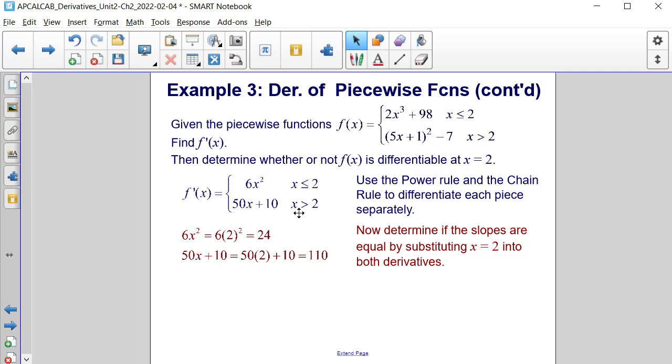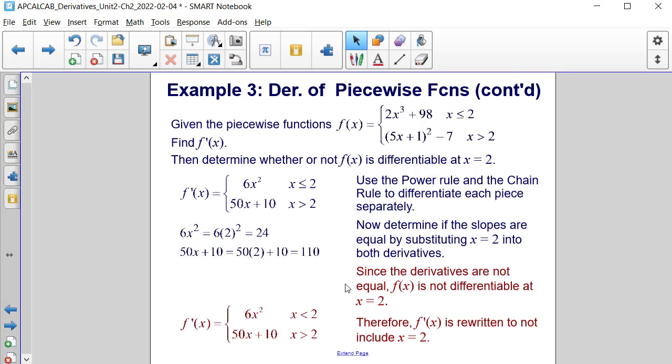Now that we have the derivative, we can determine if the slopes are equal by substituting x equals 2 into both sections and evaluating. So we would get 24 for the top section, and we would get 110 for the bottom section, and these two values are not equal. Since the derivatives are not equal to one another, f of x is not differentiable at x equals 2.